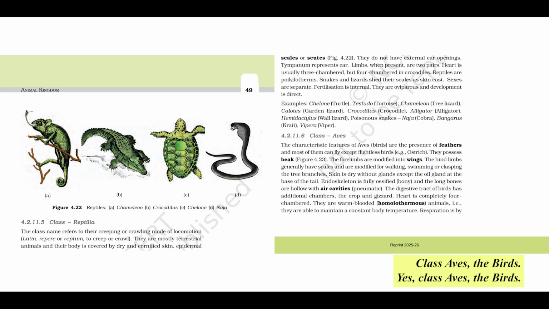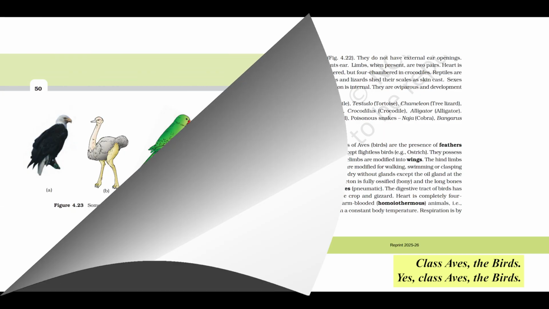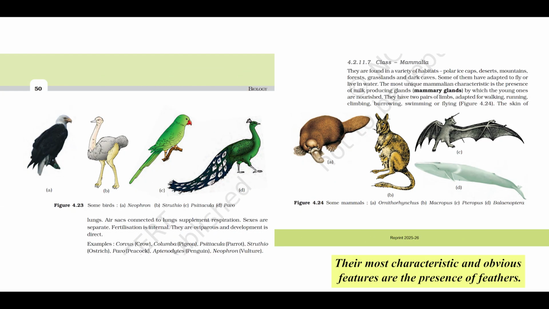Okay, taking to the skies next. Class Aves, the birds. Their most characteristic and obvious features are the presence of feathers, unique structures derived from scales, and, for most species, the ability to fly, though some, like ostriches, emus, kiwis, and penguins, are flightless.